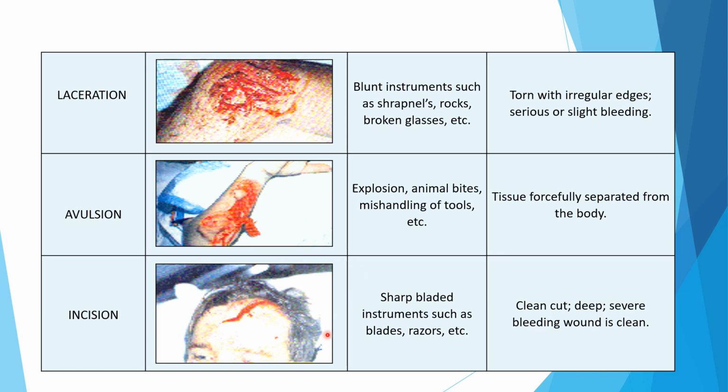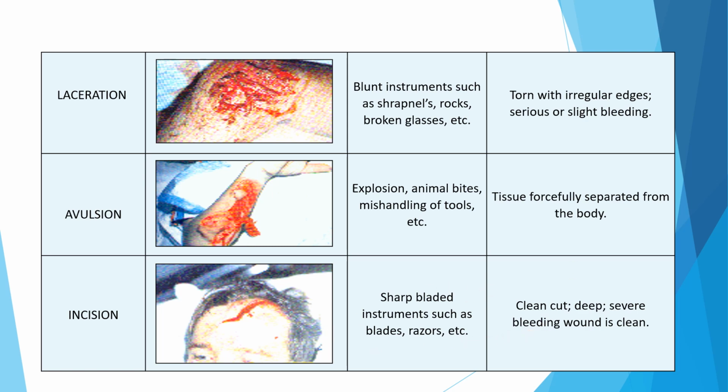And next is incision. So, there are sharp bladed instruments such as blades, razor, etc. Okay, nasama the blade, the incise. So, clean cut, deep, or severe bleeding, wound is clean. Okay, so we have there, ha?